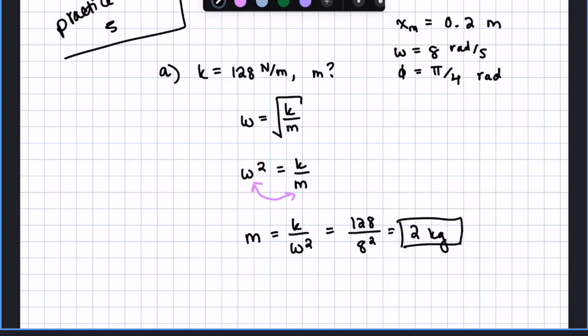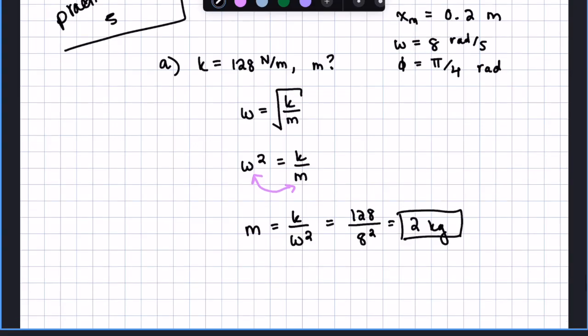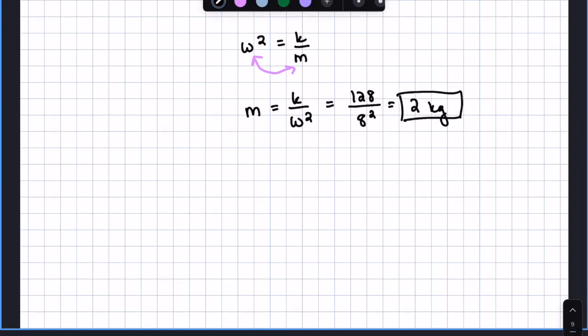For part B, we want to know the earliest time t greater than 0 at which the block is at its maximum position. So we do know the maximum position itself. I am going to post these, but if you need me to go back and look at anything, to take pictures or whatever you like, just let me know.